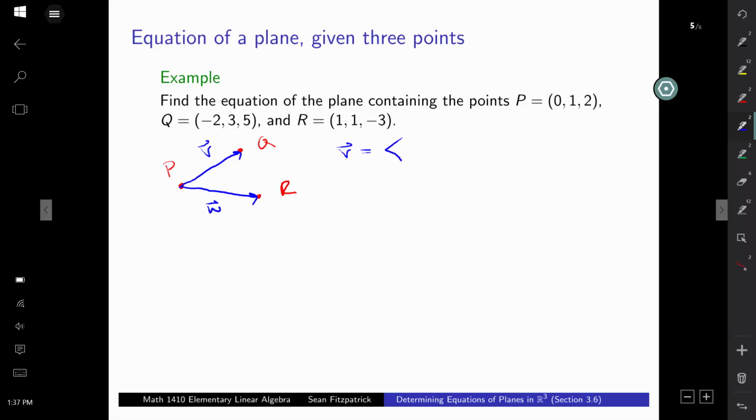V is going to be the vector PQ, and I do head minus tail, so coordinates for Q minus coordinates for P: minus 2 subtract 0, 3 minus 1, 5 minus 2. I get minus 2, 2, 3. W is going to be, coordinates of the head here are R, tail is P, so 1 minus 0 is 1, 1 minus 1 is 0, minus 3 subtract 2, I get minus 5. Now that we've got those 2 vectors, we can compute the cross product.